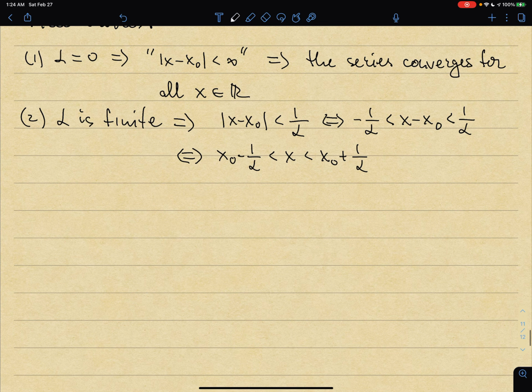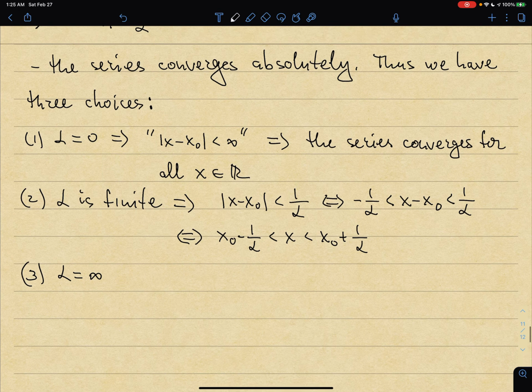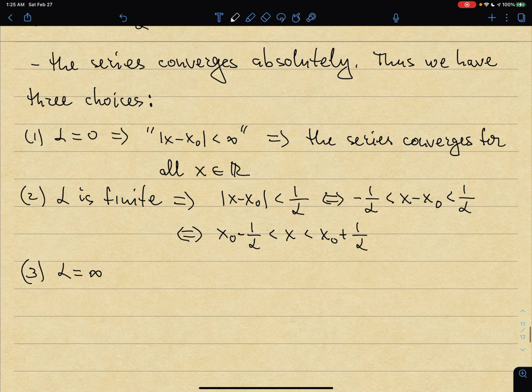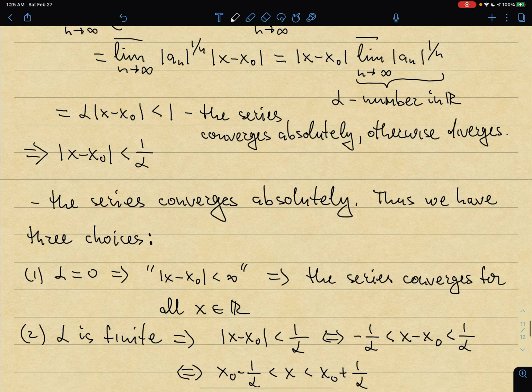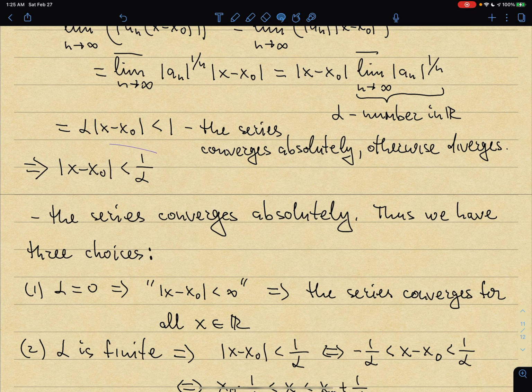Okay, and then number three, alpha can be equal to infinity, right? If I take lim sup, it's entirely possible that lim sup is infinity. Then again, formally, if I look again at the inequality that I got here, if I have 1 over infinity, that must be 0, right? Well, so let's look at the original equality.